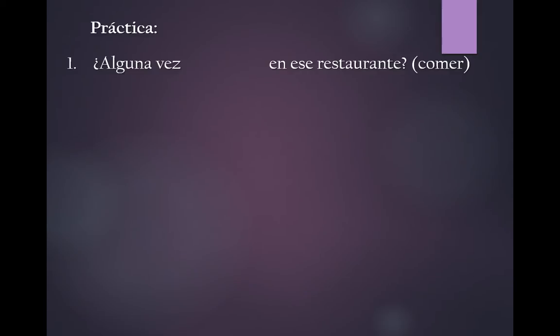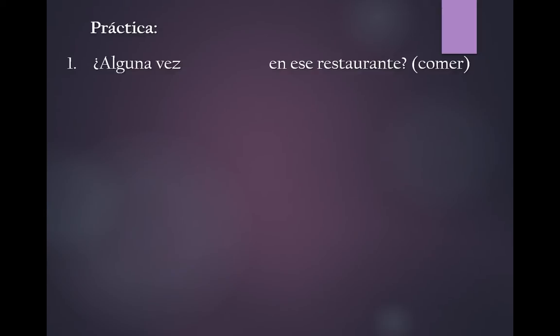So la pregunta es, the question is, ¿alguna vez blank en ese restaurante? So you're asking a friend here, have you ever eaten at that restaurant? Now, alguna vez is how we say ever, and the verb is comer, to eat. So we want to say, have you ever eaten? So have eaten is the form that we want. And you're talking to your friend, so this is the tú form.